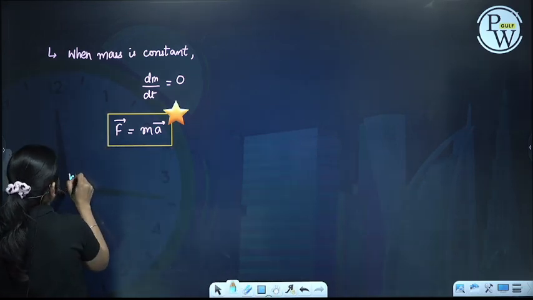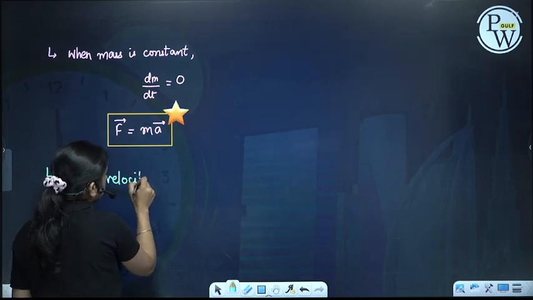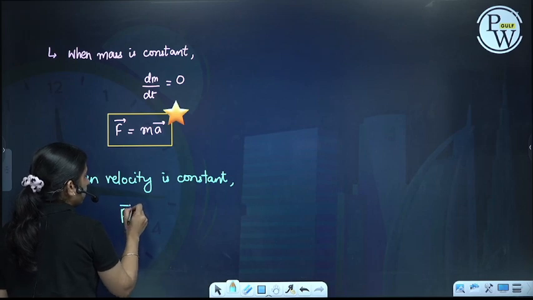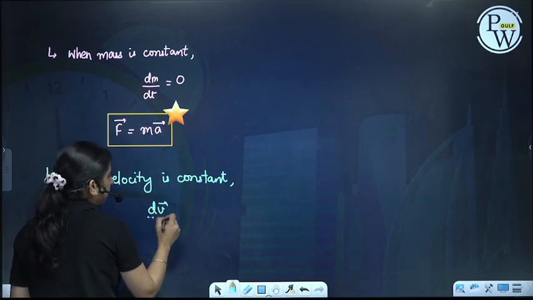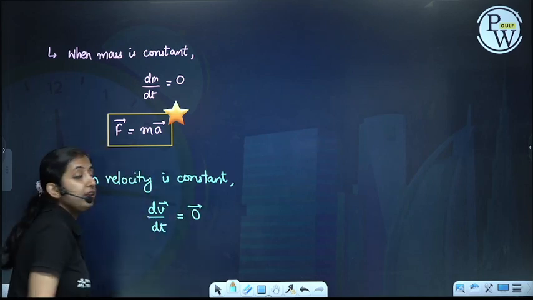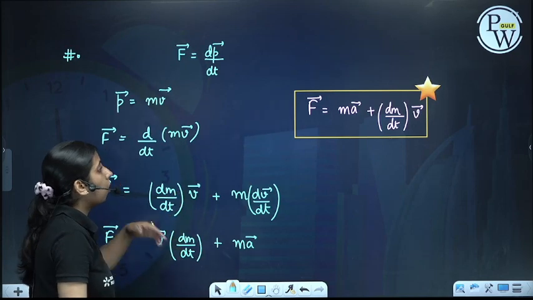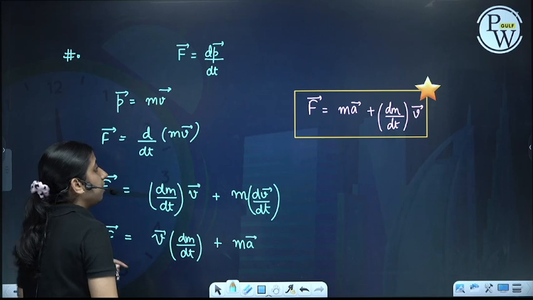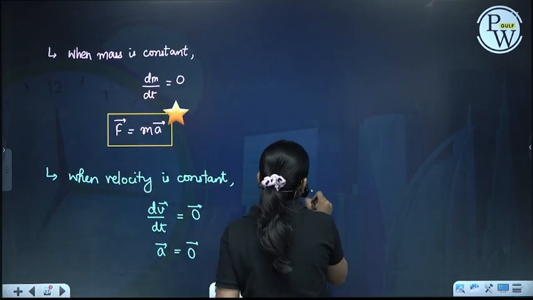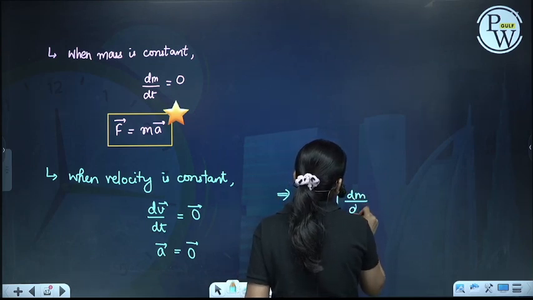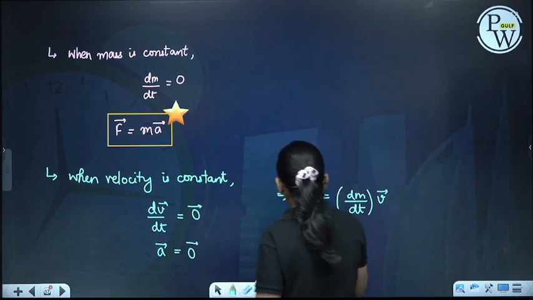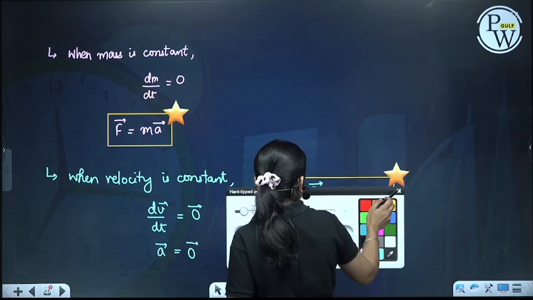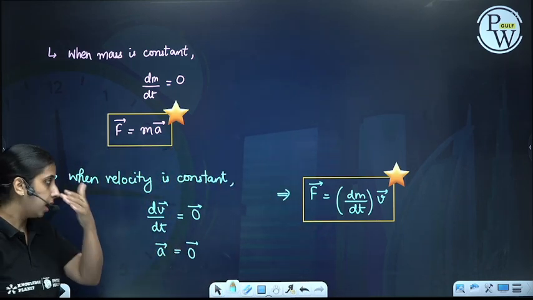Now let's see the next case, when velocity is constant. When velocity is constant, dv by dt will become 0, or acceleration is 0. If acceleration is 0, what will be my force? The expression of force will be dm by dt times the velocity. So these are the two expressions of force when one thing is constant and the other is variable.